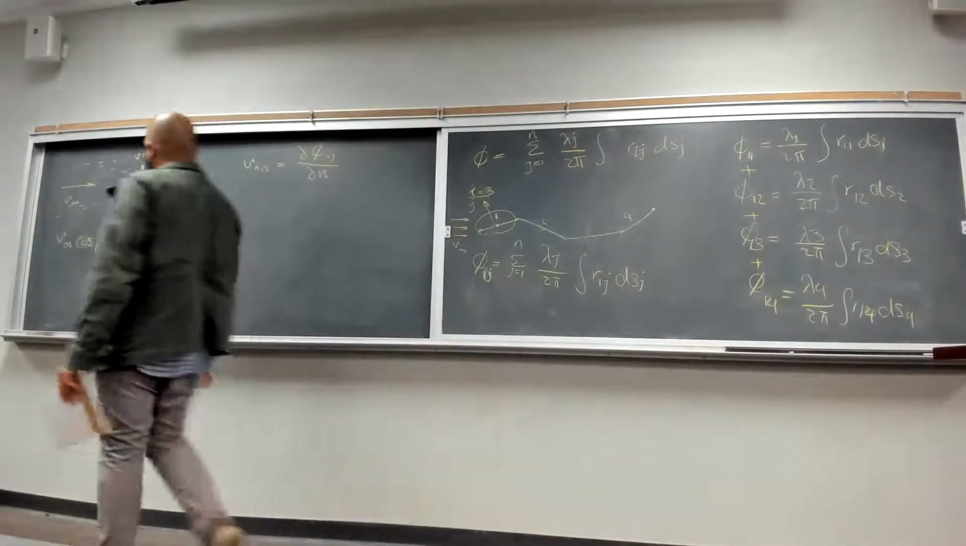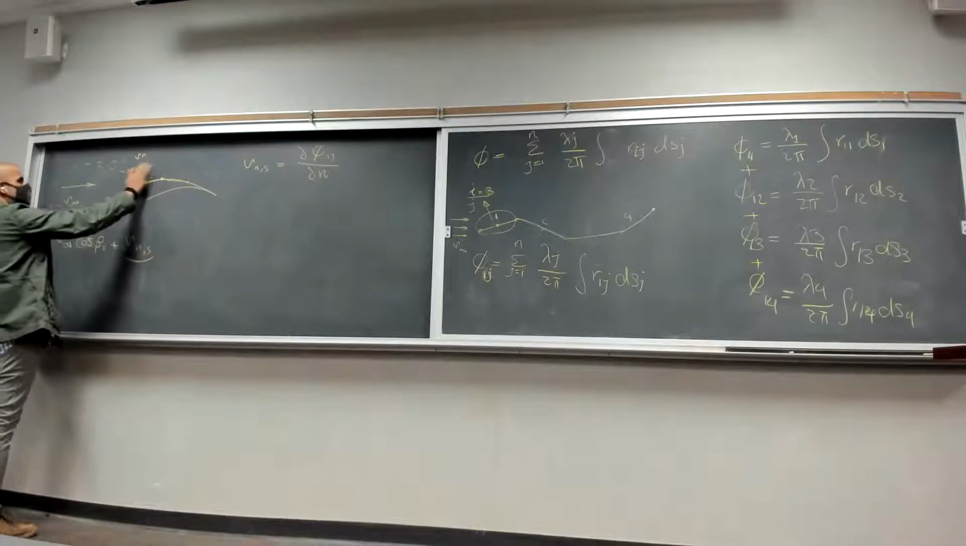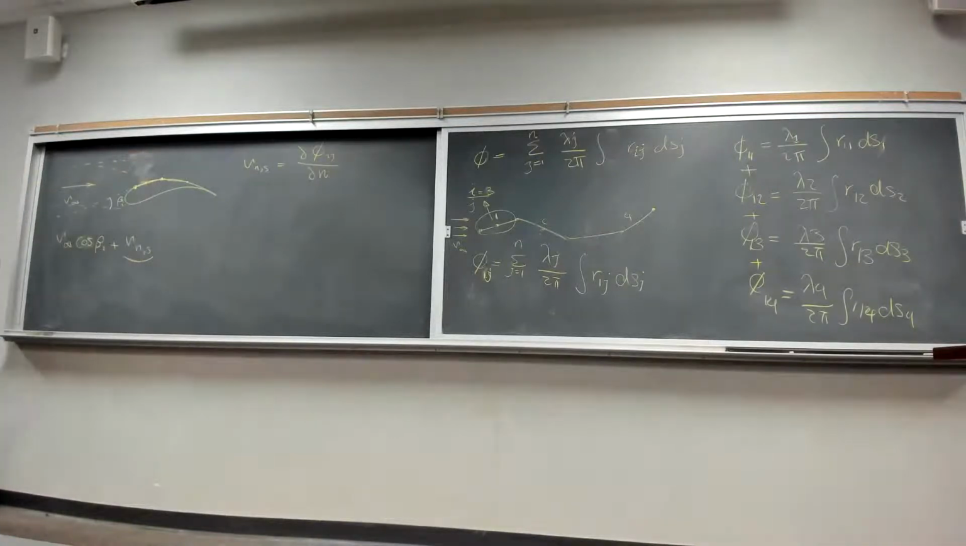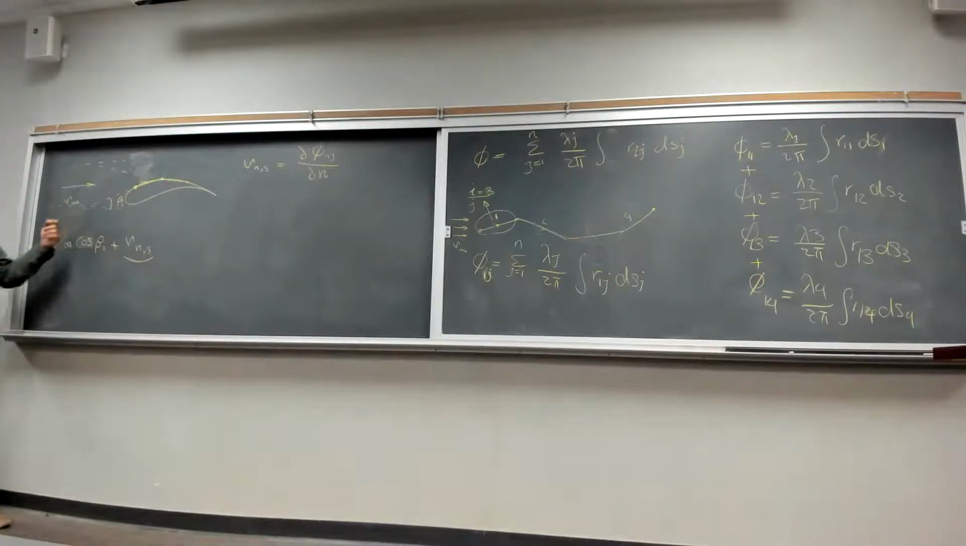I just wanted to showcase the velocity normal to the panel, right? That was the direction normal to the panel. That was the idea, right? You're going to have two components of velocity there: the velocity induced by all the other panels on this one, and the normal component of V infinity.